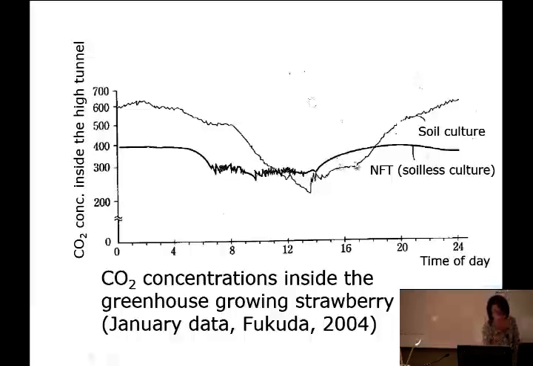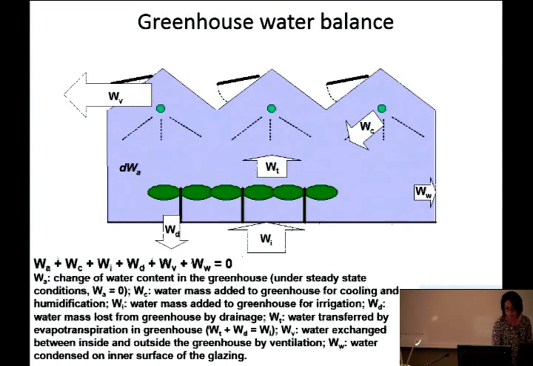I don't know why the soilless was, maybe this is CO2 injected, or maintained at a certain level. So in this particular system, particular data set, it shows a little bit lower CO2 concentration in the soil-based system during the rest of the daytime, which I don't have a good explanation for. All right, water balance. I think I can finish.